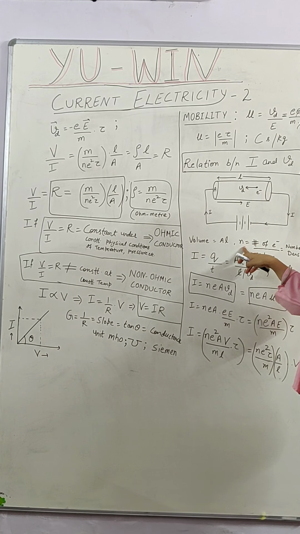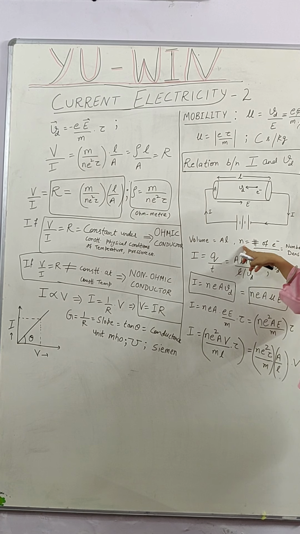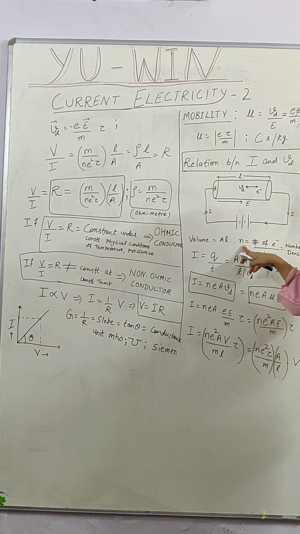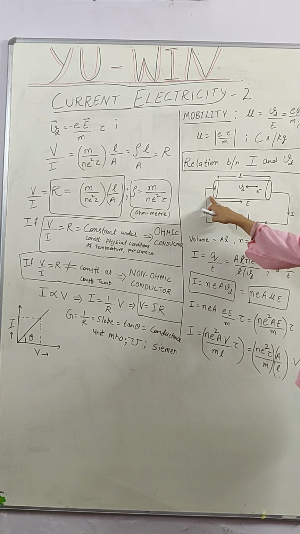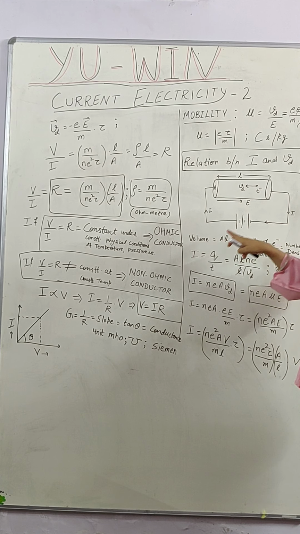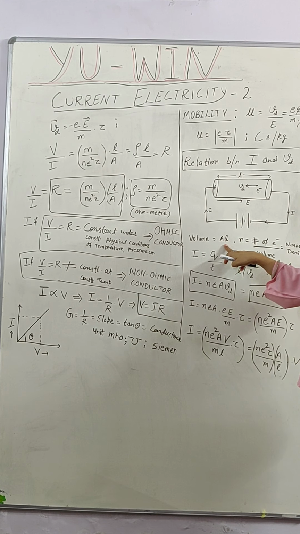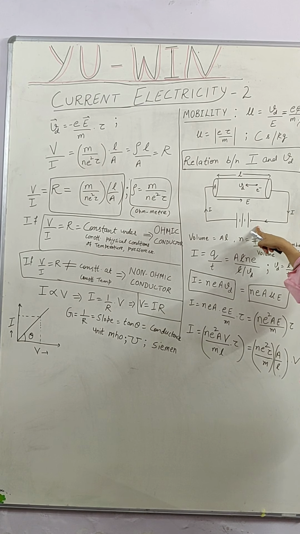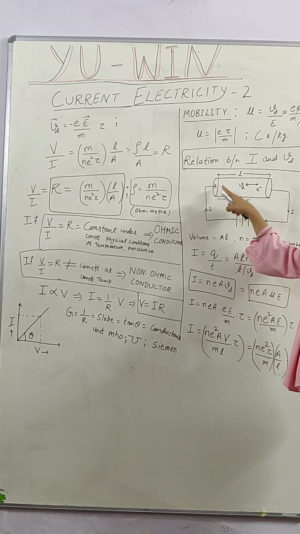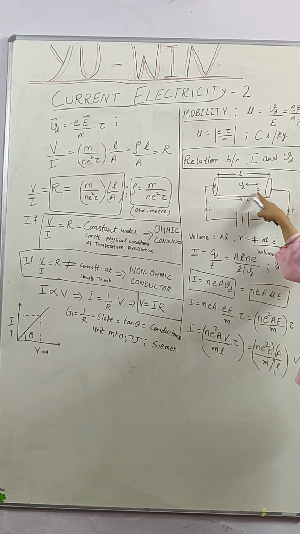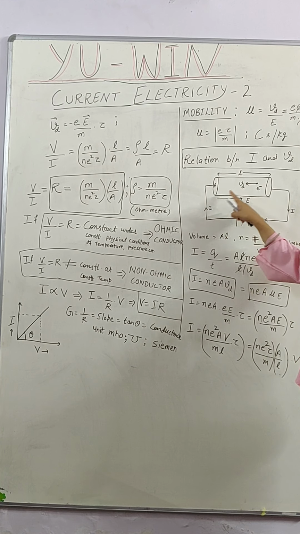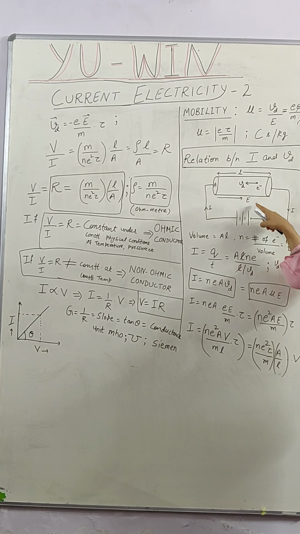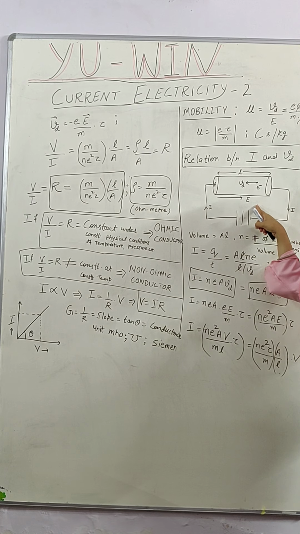So let us denote that this is any material whose number density is n, the electrons per unit volume are n, the area of cross section is A, the length of the conductor is L, so the volume comes out to be AL. Now what will be the current when we switch on this battery? The current will start flowing from the positive terminal towards the negative terminal. Electrons will start drifting towards the positive terminal with the speed Vd in the direction opposite to that of the applied electric field.